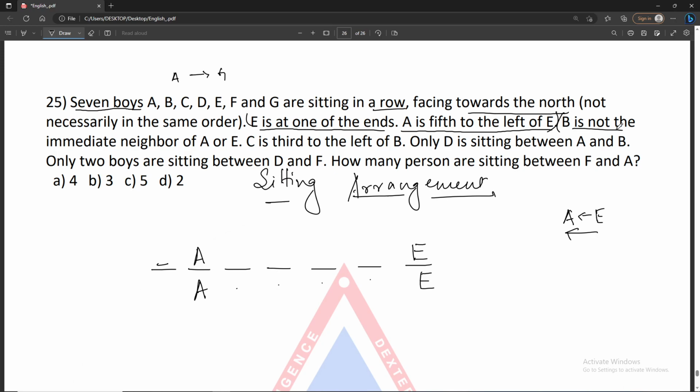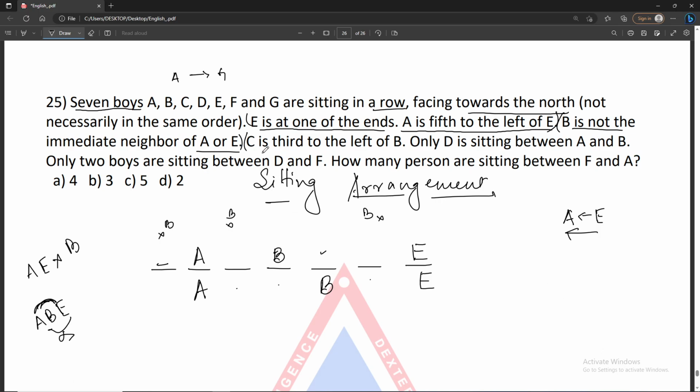Then we have B is not the immediate neighbor of A or E. That means A and E are not the neighbors of B. That means A, B, E should not be interconnected or adjacent to each other. So B should not be in these two places, and B should also not be in this place. So the only possibility left is B here or B here. So we can write either B here or B here.